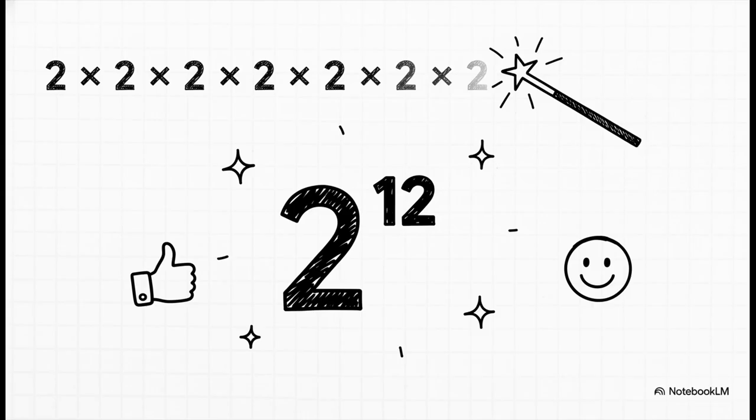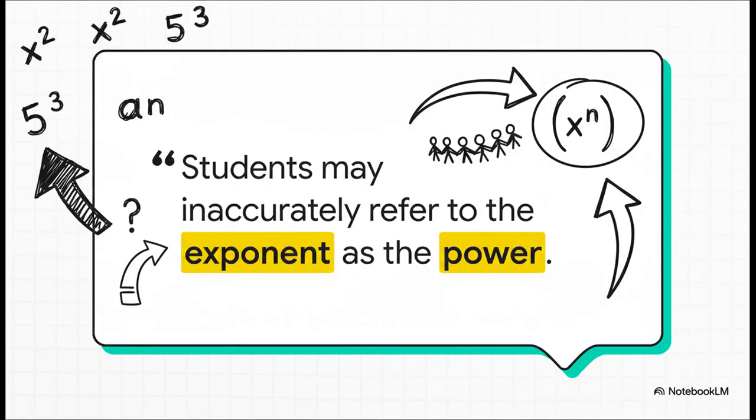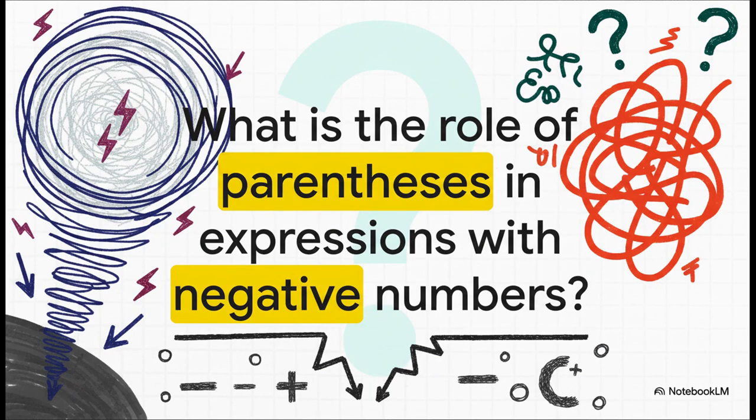So much cleaner, right? Okay, now here's a quick heads up on a super common mix-up. A lot of people will just point to that little number, the exponent, and call it the power. But you gotta remember, the power is the whole thing. It's the base and the exponent working together. It's a team.